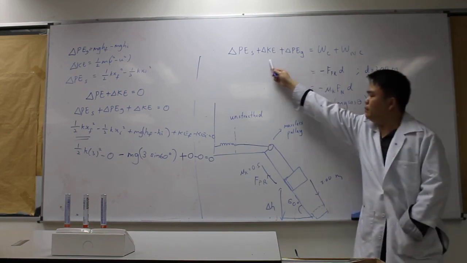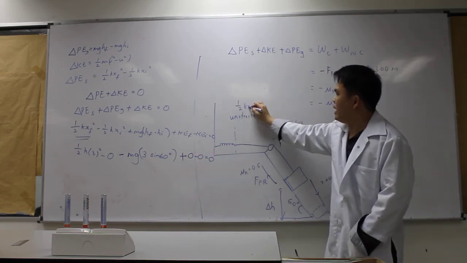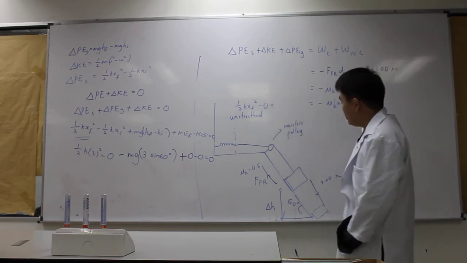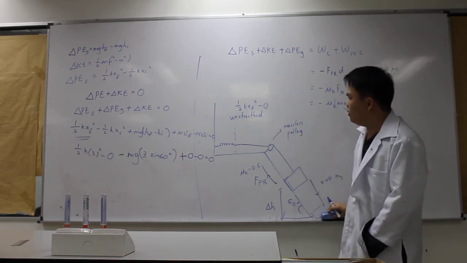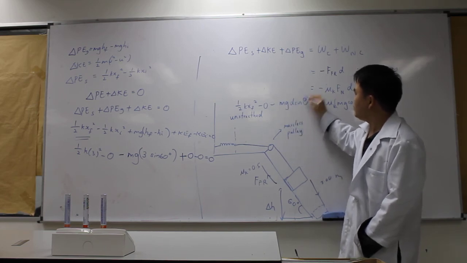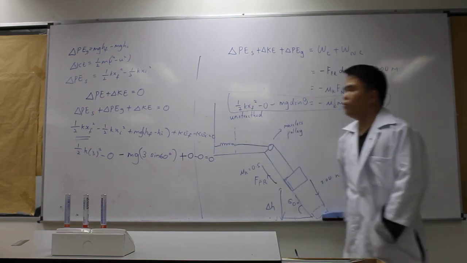And for this term, it's still similar to the one just now, which is half k x final squared minus 0, plus, actually I should put a negative since it's going down, minus m g d sine theta. So for this case, you can try to use this one.